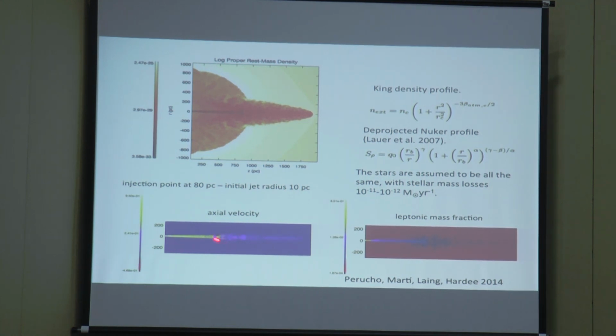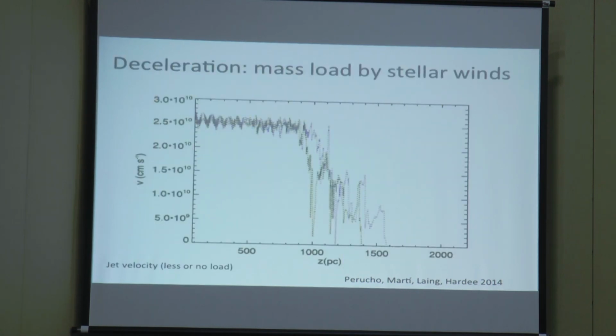Here I show the axial velocity. You see that this is the injection velocity, 0.95, and this goes down to 0.2 here. And this is the leptonic mass fraction. Here we were injecting our jets as leptonic jets, and of course the stellar winds are proton-electron, and you see how, from the very beginning, you are changing the composition of the jet. You can see this better in these plots.